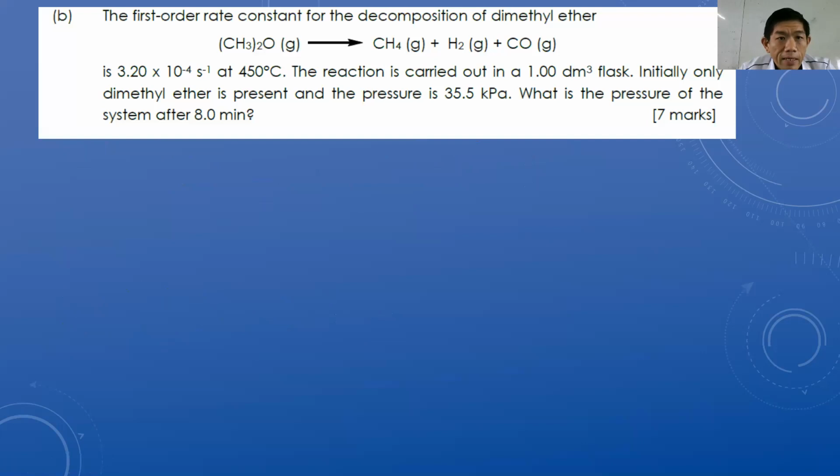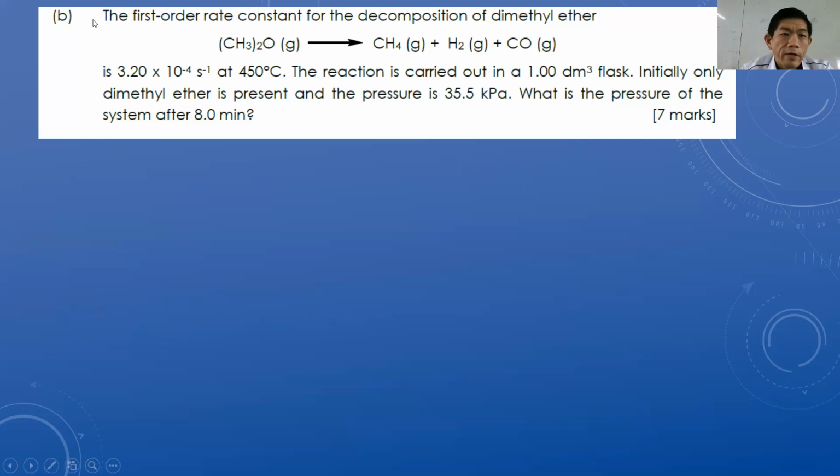Okay, and finally B, the first order rate constant for the decomposition of dimethyl ether, (CH3)2O, which gives CH4 plus H2 plus CO, is 3.2 times 10 power negative 4 seconds minus 1 at 450 degrees Celsius. So from here it is first order. The reaction is carried out in a 1.00 decimeter cube flask, initially containing dimethyl ether, and the pressure is 35.5 kilopascal. What is the pressure after 8 minutes in here?